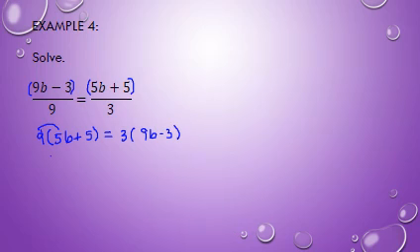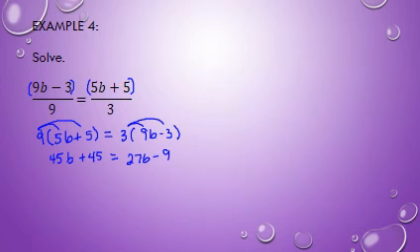So 9 times 5b gives us 45b. And then 9 times 5 gives us 45. And then do the other side. 3 times 9b gives us 27b. And then 3 times negative 3 gives us negative 9. And we write that as minus 9.